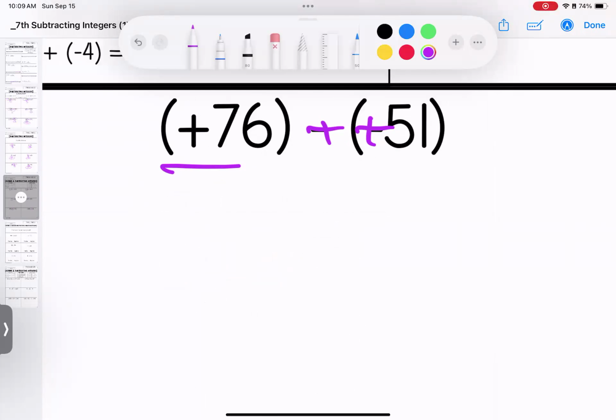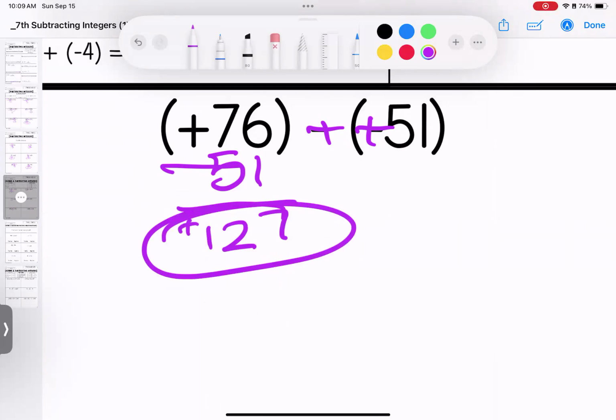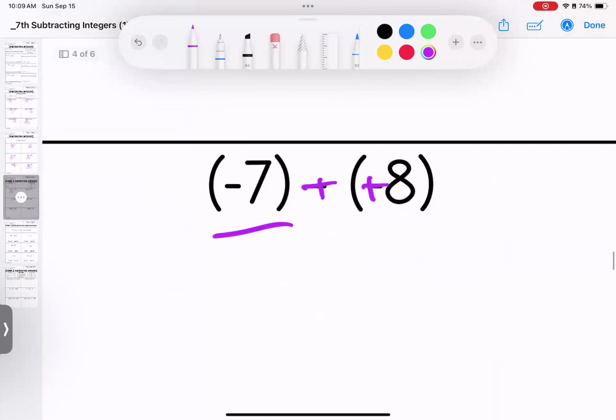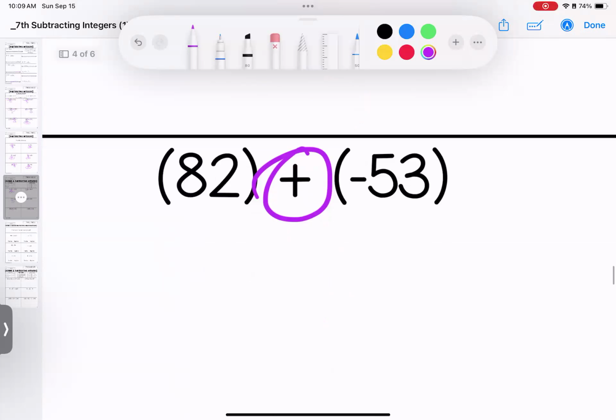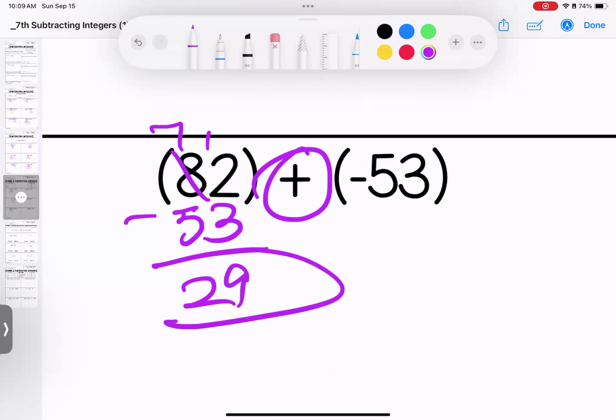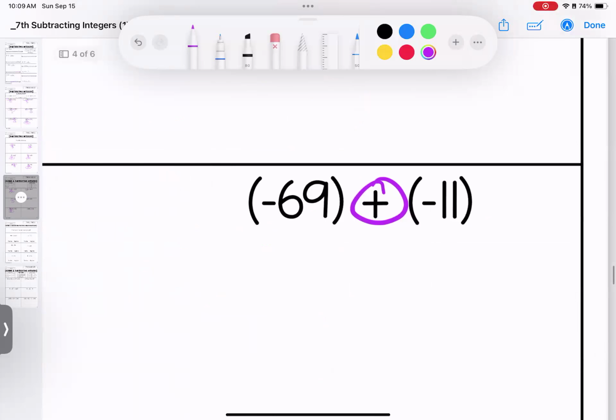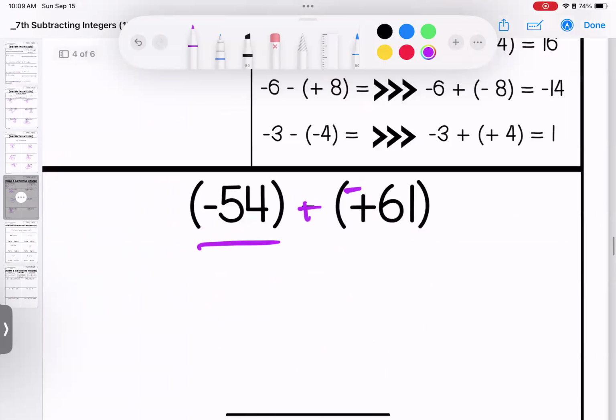These are the same. So I'm going to add them, and they're going to grow in their positivity. These are different, but this one's nice and easy. 8 minus 7 is 1. That 1 is positive. Different signs, difference. Don't forget to borrow. 29 is positive because the larger number 82 is positive. Over to the other side and up to the top.